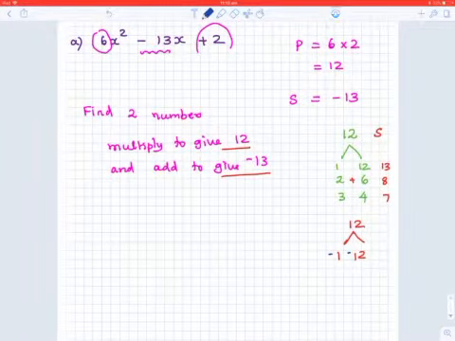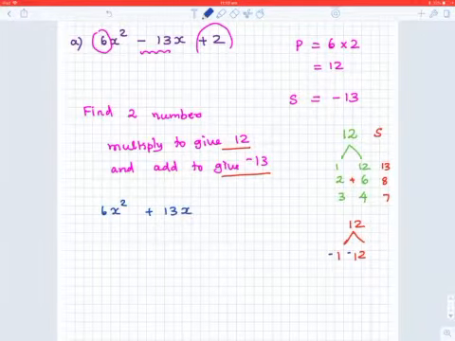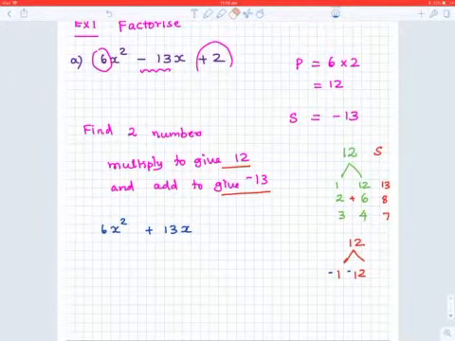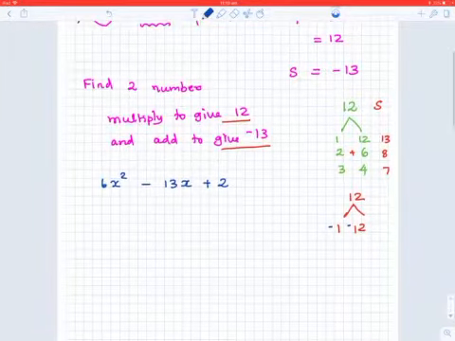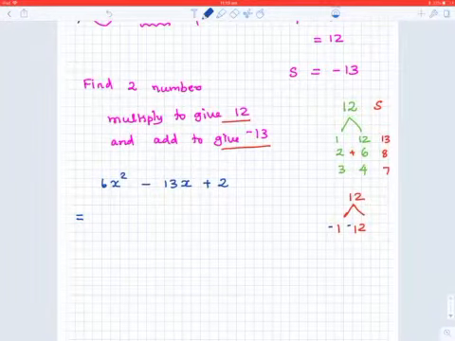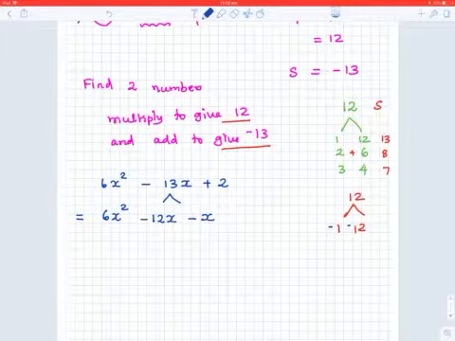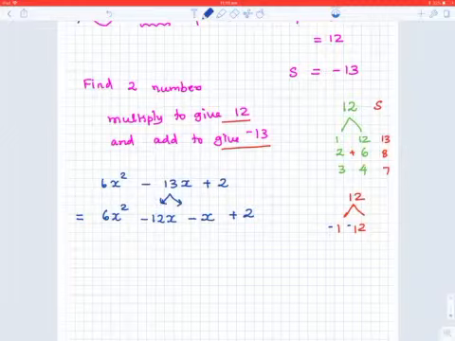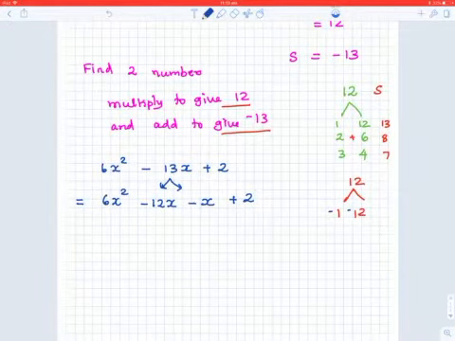Okay, but now I'm going to start the question. The question is 6x squared minus 13x plus 2. I'm just going to rewrite the question: 6x squared as it is. I'm splitting 13x as minus 12x minus x, and then the plus 2 comes underneath. So we are splitting the 13x into two components, minus 12x and minus x.